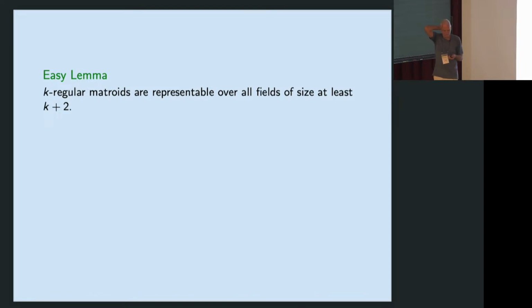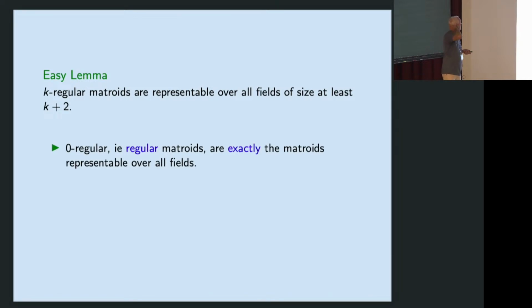Now, why do we care about such K-regular matroids? Well, there are some interesting special cases. 0-regular, so I don't have any of the alphas. That's exactly the class of regular matroids. And that's the class of matroids representable over all fields, and it's possibly one of the most well-studied classes of matroids of all time. So that's clearly an interesting class.